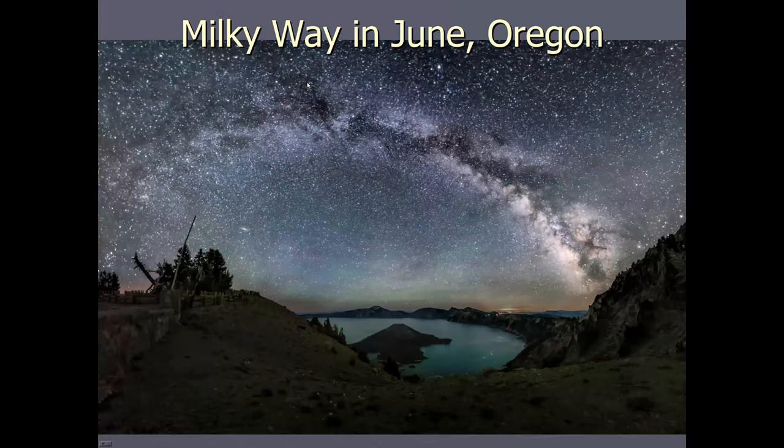Now, here is a picture taken at Crater Lake in Oregon in June. Remember, Crater Lake is further south from Canada. So when we look at the Milky Way, we can see almost the complete core of the Milky Way right here. And you can see the fine details of some of these cosmic clouds and dust, okay? So this is what the Milky Way looked like in June.